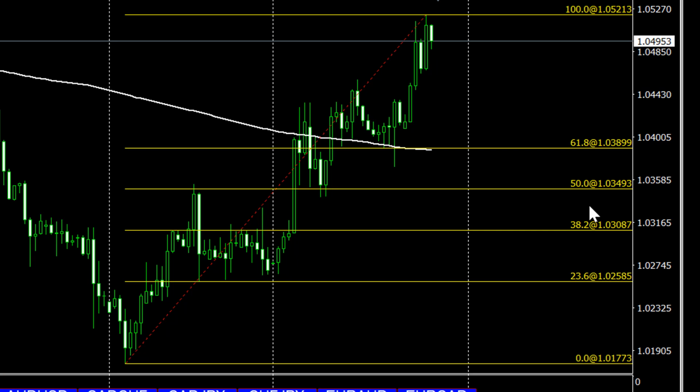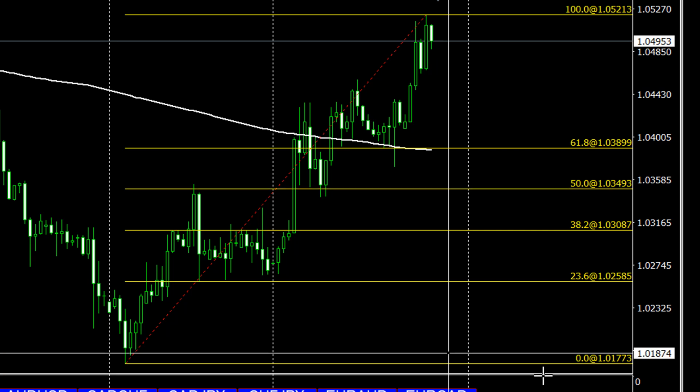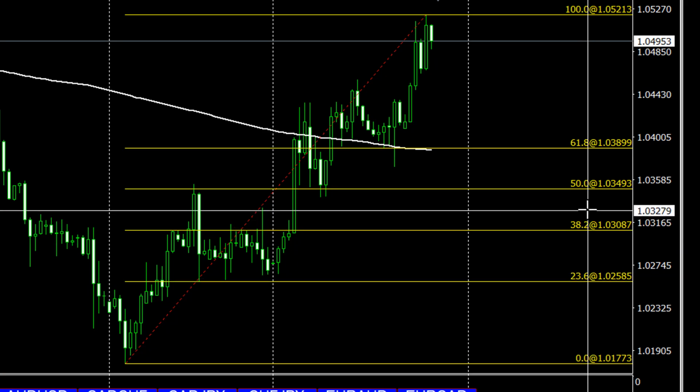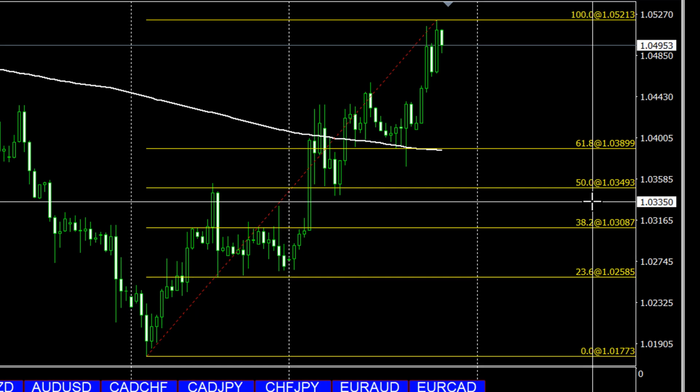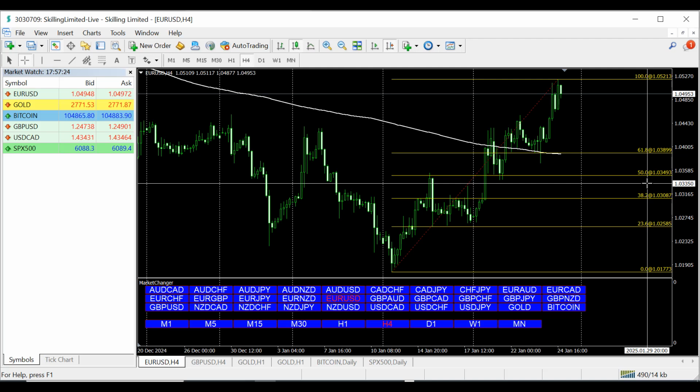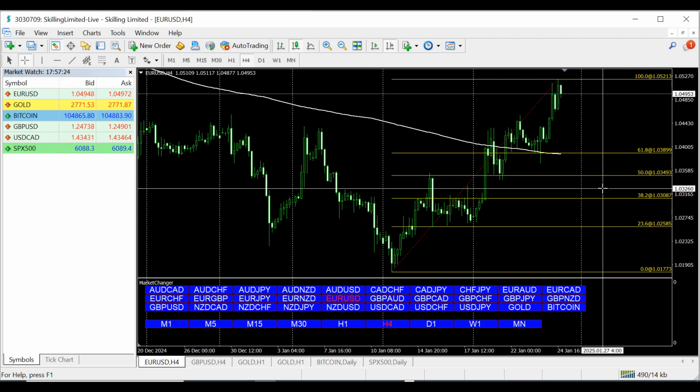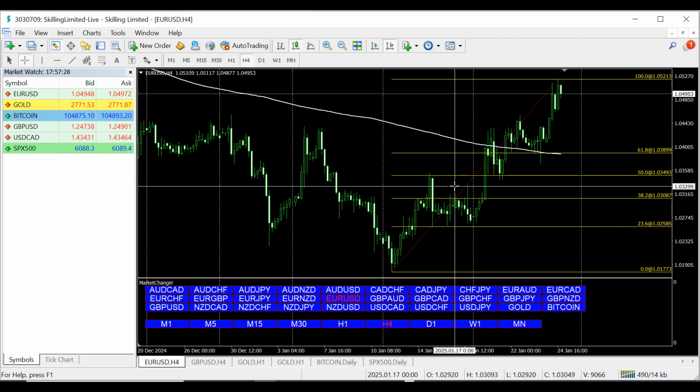And 1.0334 is somewhere around here. That means it appears a little below the 50% retracement, somewhere around here. If I could use this cross hair, it may pierce below to somewhere around here. Yep. So watch out for that. Make sure you watch and observe the price action before you take action there.